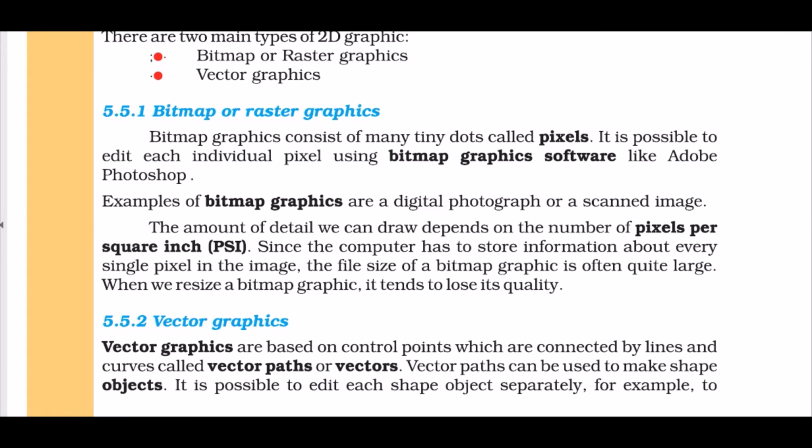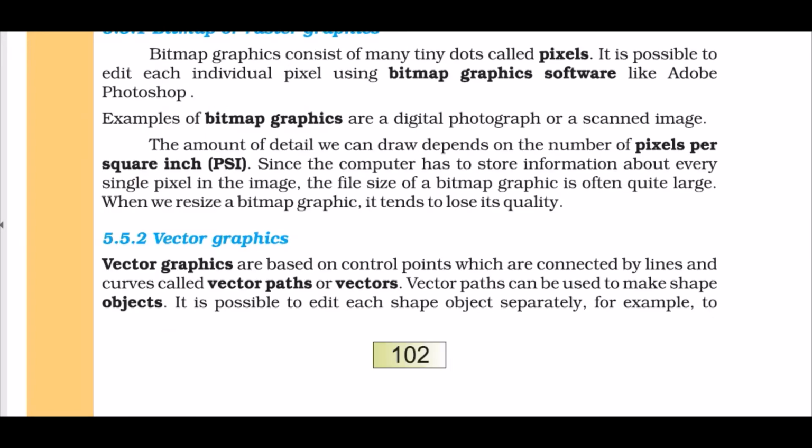Since the computer has to store information about every single pixel in an image or any text, the file size of bitmap graphics is often quite large. That is why some images are way larger. The more pixels per square inch, the higher the image size.